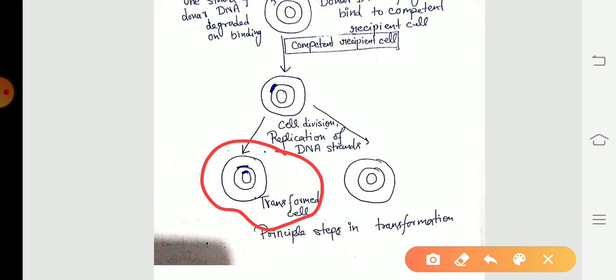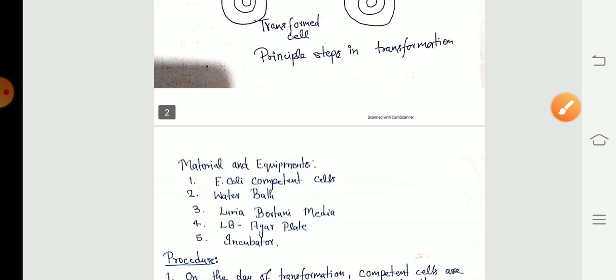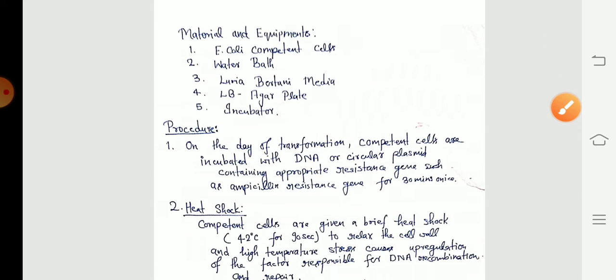These transformed cells with appropriate resistance will grow and give colonies, and they will grow on solid media with appropriate antibiotics. Further, I will discuss the materials and equipment that are required in the transformation process.